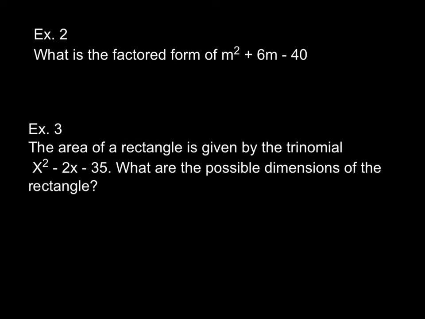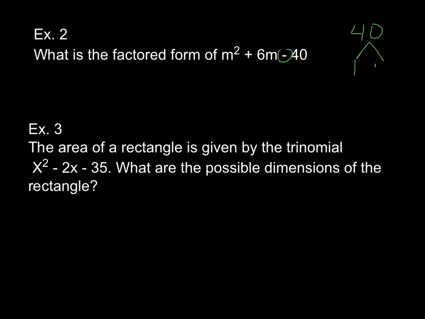Example 2, what is the factored form of m squared plus 6m minus 40? So again, we have to think of factors of 40. Now notice that this one has a minus sign. Remember, we talked about how, instead of the factors adding to 6, we might think of the factors as subtracting to give us 6.